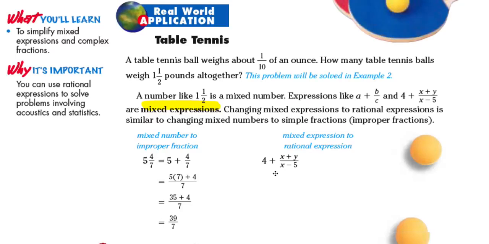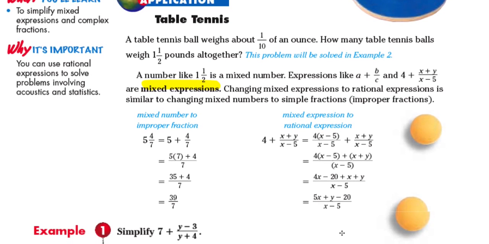We will use the same steps to change a mixed expression into a rational expression. So again, 4 plus (x plus y) all over x minus 5. Just like we multiplied 5 and 7 and added 4, following the same procedure we multiply 4 times x minus 5 and then add x plus y. We multiplied x minus 5 by 4 and then added x plus y, and then we simplify it. You end up with 5x plus y minus 20 all over x minus 5. So your mixed expression is now converted to a rational expression using the rules we use to change a mixed number to an improper fraction.